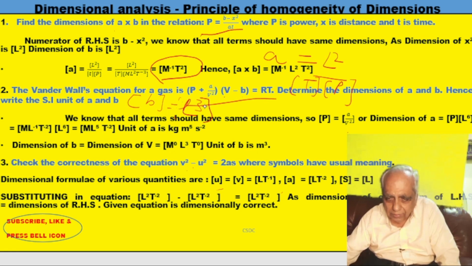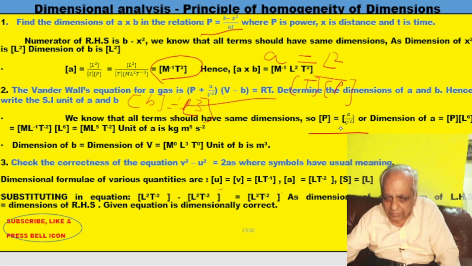Okay. Then we have to find out the dimension of A. Now by the principle of homogeneity, the dimension of P would be equal to the dimension of A upon V square. That's what I have written here. Dimension of P is equal to dimension of A upon V square. So the dimension of A would be dimension of P into V square.